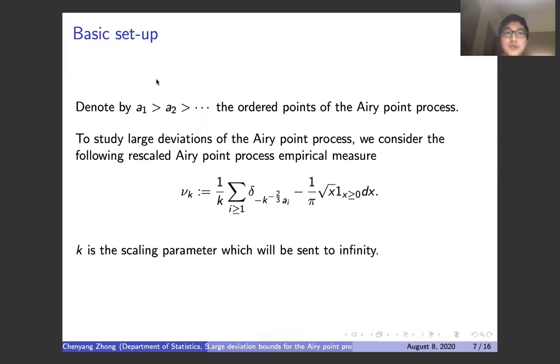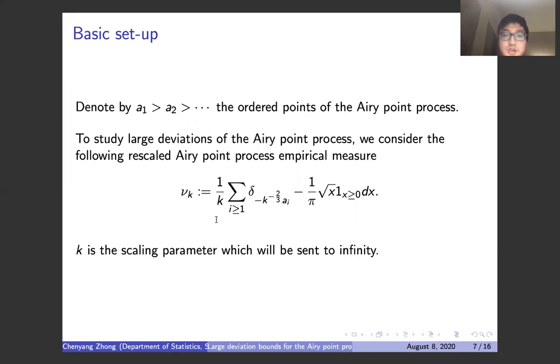So let me introduce you to some basic setups in order to state the main result. First, we denote by a_1 greater than a_2 greater than etc. the ordered points of the Airy point process. And we are considering a rescaled Airy point process empirical measure given in this formula.